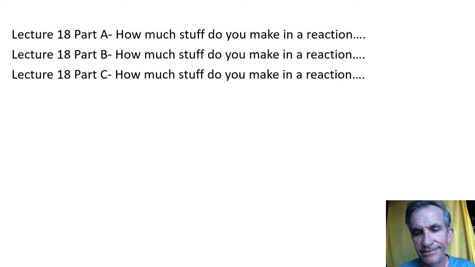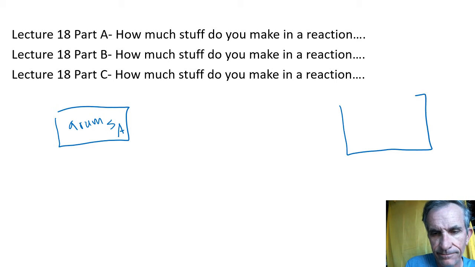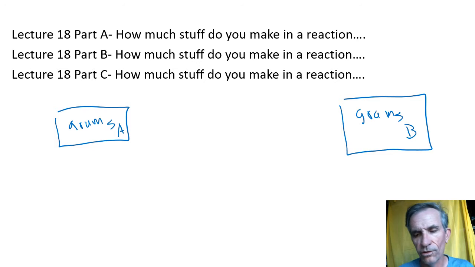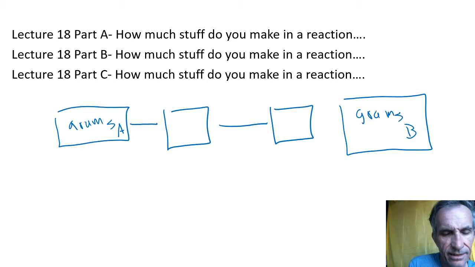So far what we've been doing is basically, I tell you how many grams of one thing you start with in a reaction. You tell me how many grams of something else you make in a reaction or use up. So the way you do that takes 3 steps, doesn't it? Grams of A to moles of A, moles of A to moles of B, where B is some other compound, and then moles back to grams.